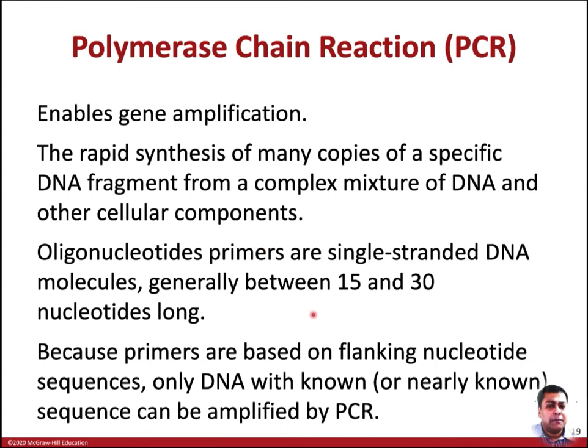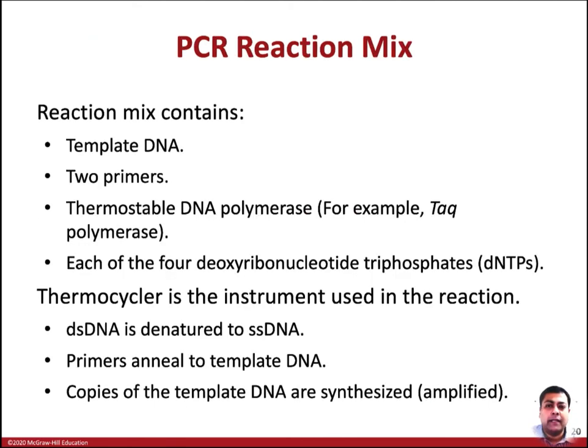So here, what we are looking at is the overview of PCR, which enables gene amplification: the rapid synthesis of many copies of specific DNA fragments from a complex mixture of DNA. Oligonucleotides are primers, or single-stranded DNA molecules, generally between 15 to 30 nucleotides. This is needed. And because the primers are based on the flanking nucleotide sequences, only DNA with known or nearly known sequences can be amplified by a PCR. So let's take a look at how this really works in reality.